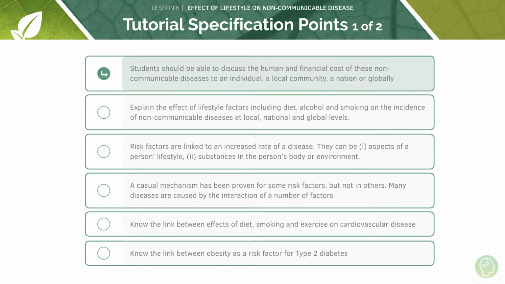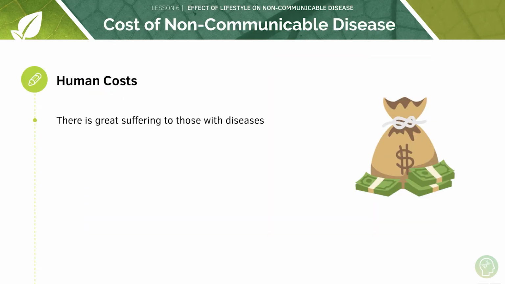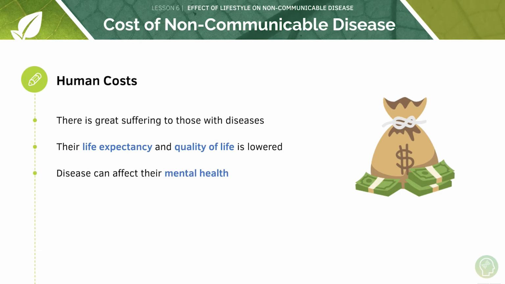So first let's have a look at some of the costs of non-communicable diseases, and we're talking about human but also financial costs here. Non-communicable disease can cause great suffering to those with the disease itself, but also to those around them. So it can have big impacts on the relatives of people with these diseases, but also on carers treating the diseases. In terms of the person themselves, their life expectancy is lowered, but also their quality of life too. And disease can also affect their mental health.